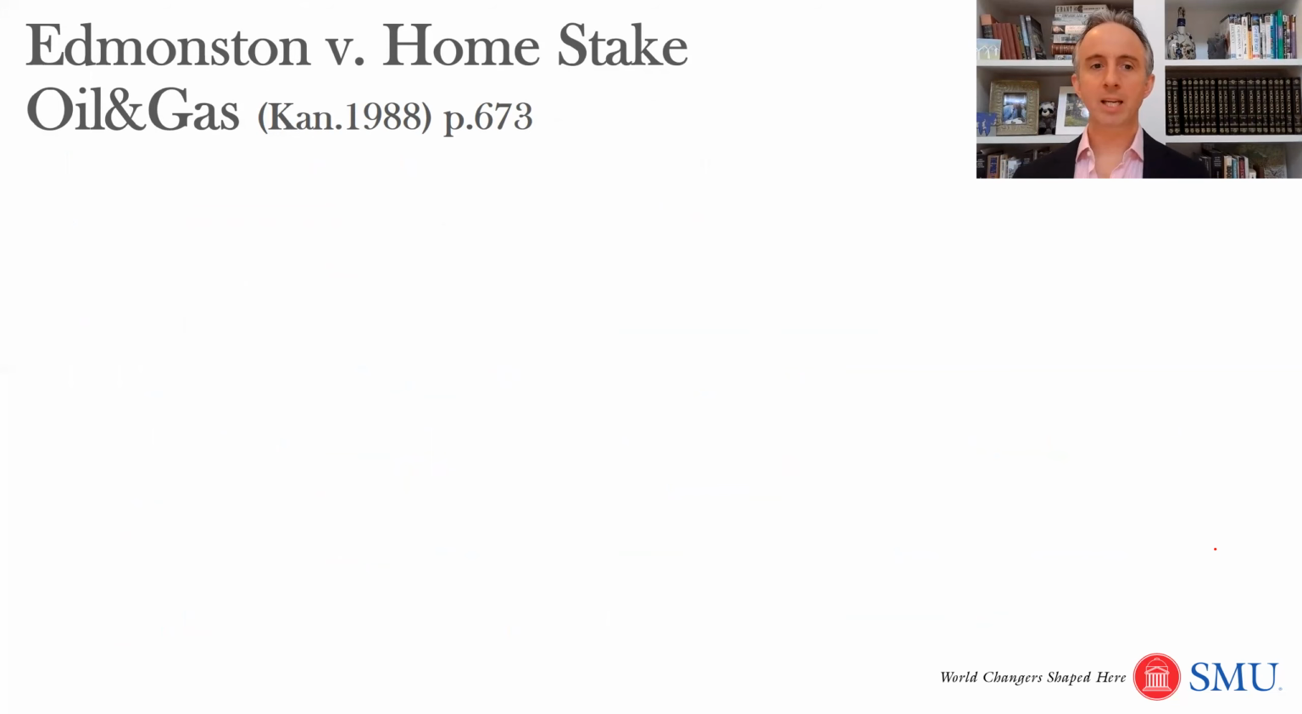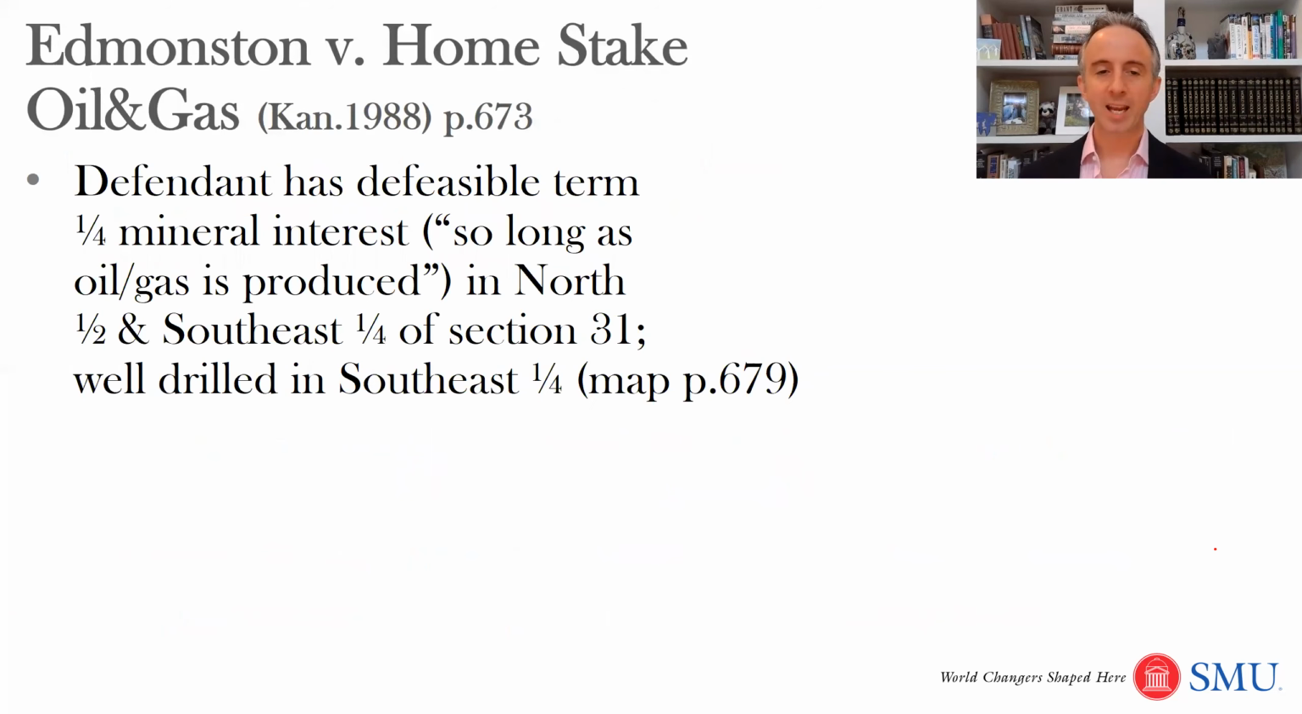Okay, last big issue. Let's talk about terminable interest and pooling, or in this case, unitization. This is a Kansas case. What happened here is that the defendant had a defeasible mineral interest, a defeasible term mineral interest. So it lasts a certain number of years, plus as long as oil and gas is produced. You remember we talked about these term interests earlier in the course.